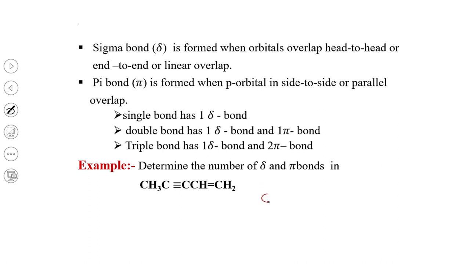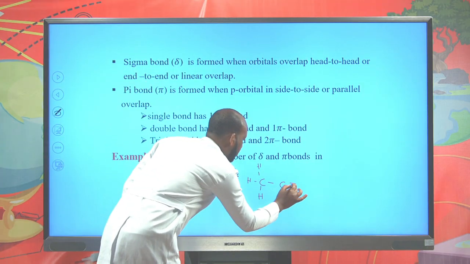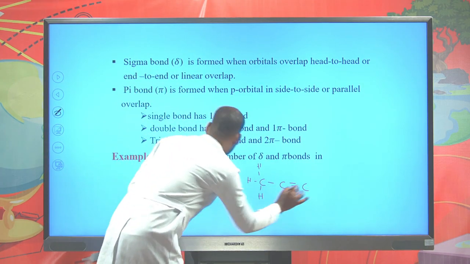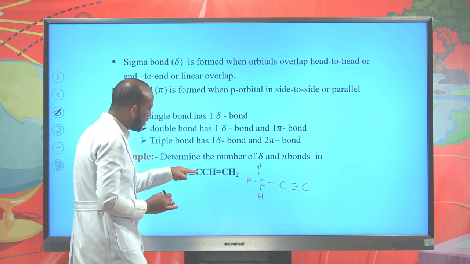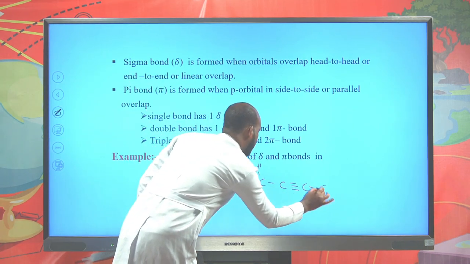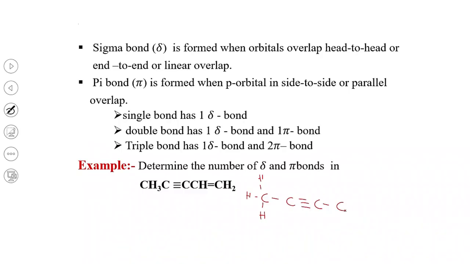bonded with three hydrogen atoms, hydrogen, single bond, carbon, then triple bond, carbon, then single bond between these two carbons, then hydrogen bonded. This carbon is bonded with hydrogen atoms, then double bond, CH2, carbon, hydrogen. This is the structure of this molecule.